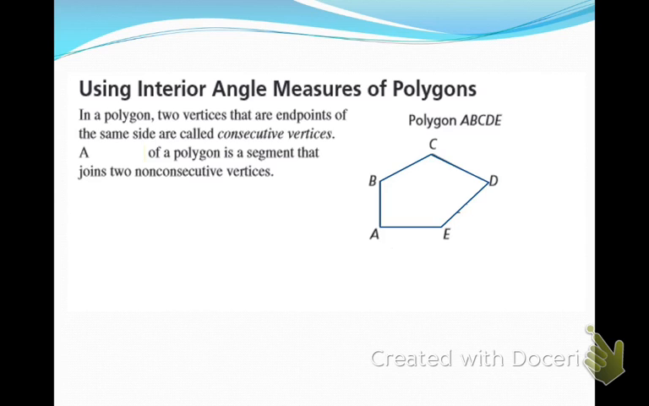So, consecutive vertices are on the same line. So, B and C, I highlighted them for you. They're on the same side. Those are called consecutive because they're right next to each other. Or C and D, those are consecutive. D and E, those are consecutive. E and A. So, what happens is you can create what you call a diagonal in a polygon, and that will help you find the measure of all of the angles.